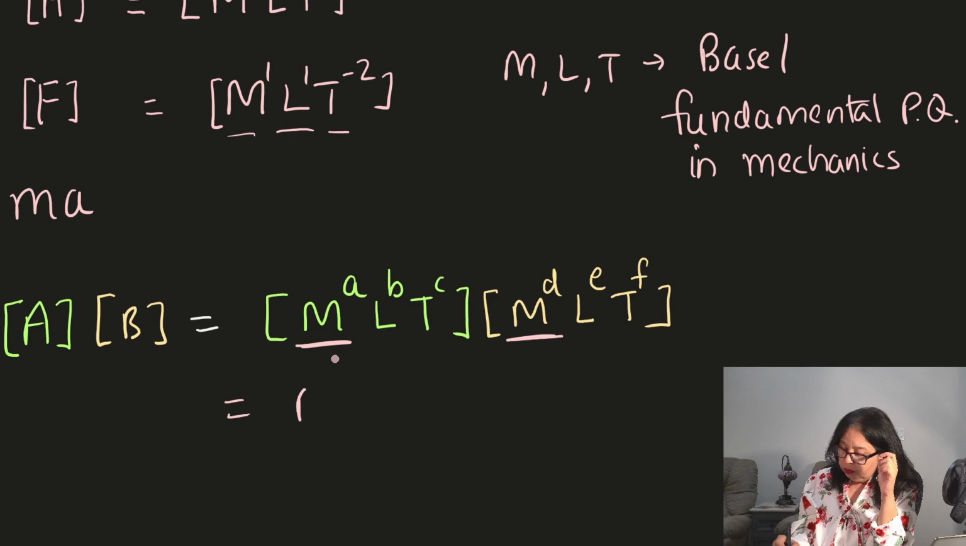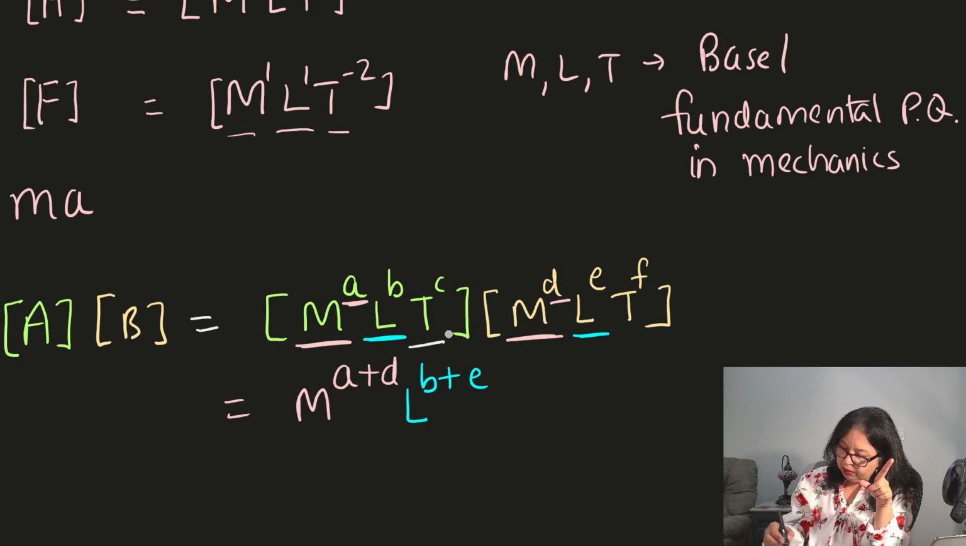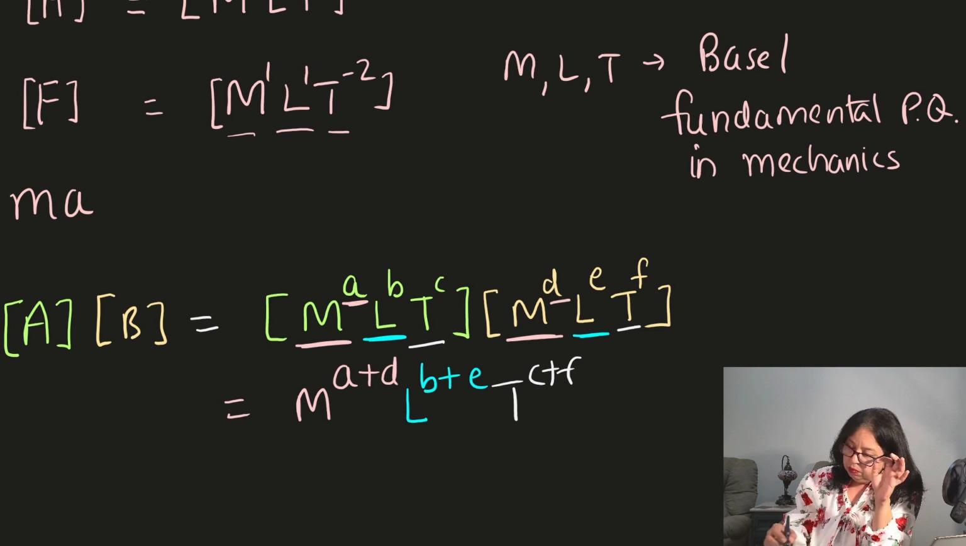What does this give us? M to the power a plus d. Then we have this L to the power b times this L to the power e. Lastly, we have T to the power c times T to the power f. So whenever the base is the same, what do you do? You add up the powers.